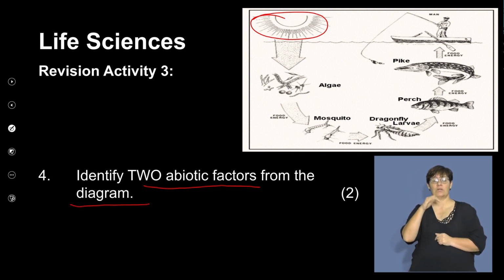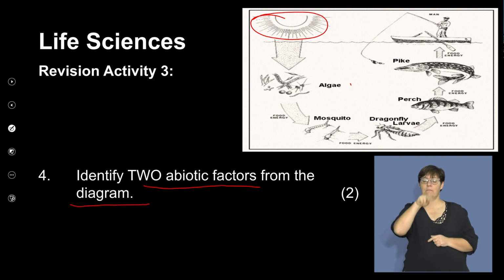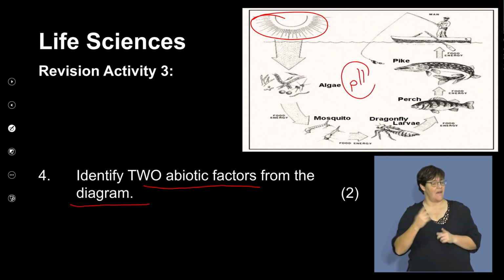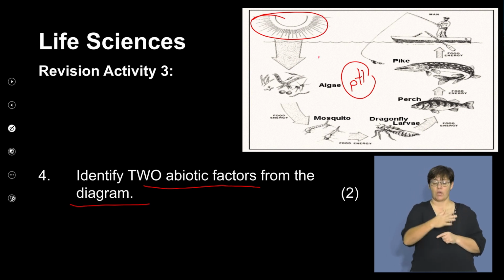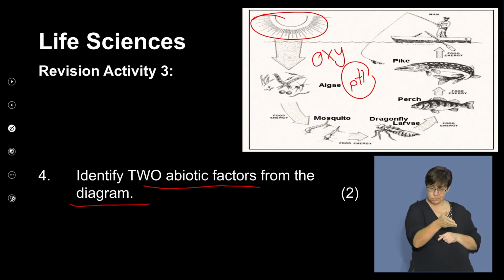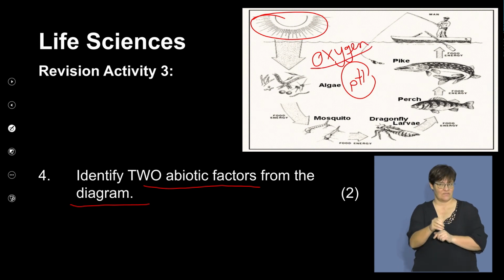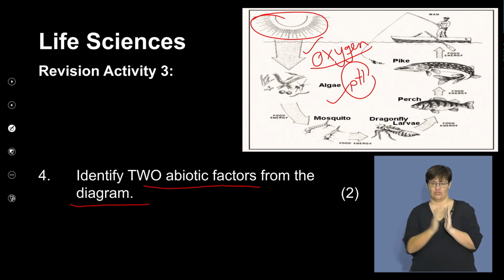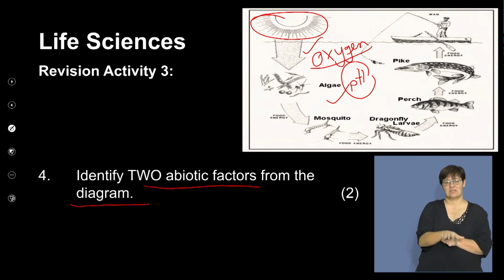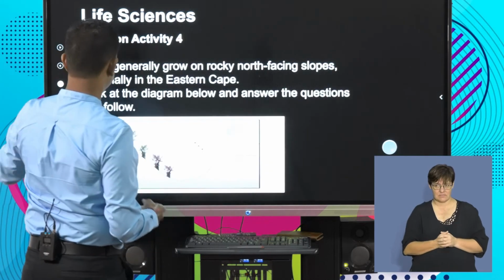Because we are in an aquatic environment, we do know that the pH of the water is another factor that can influence survival. We also know that the amount of oxygen or gases in the environment is another abiotic factor. So it's the sunlight, the amount of dissolved oxygen in the water, as well as the pH of the water. All of these are abiotic factors that can influence these organisms surviving.